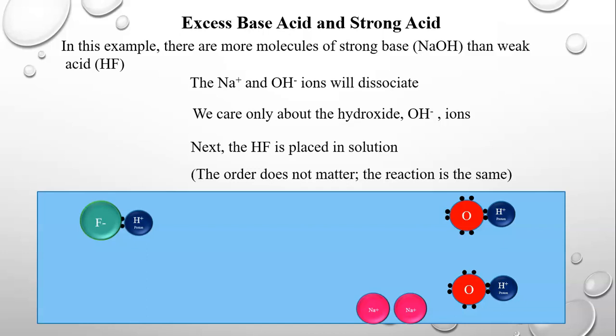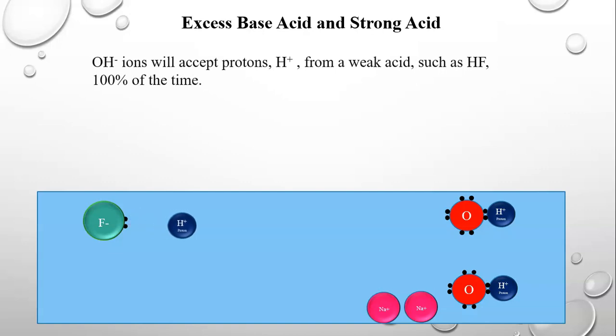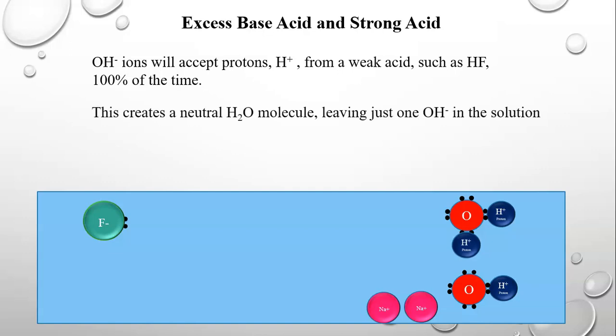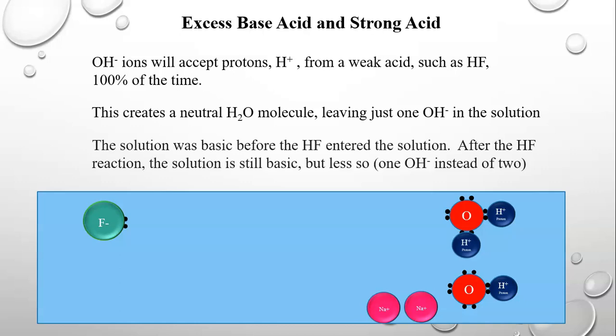The order doesn't matter, but we're just doing it in a sequence so it makes the process clearer. The OH ions will accept protons H+ from the weak acid, such as HF, 100% of the time. So any weak acid molecules you have will automatically neutralize any hydroxide ions like that and turn them into water molecules. This creates a neutral H2O molecule, leaving just one OH- in the solution. The solution was basic before the HF entered the solution. After the HF reaction, the solution is still basic, but less so. There's only one OH- instead of two.